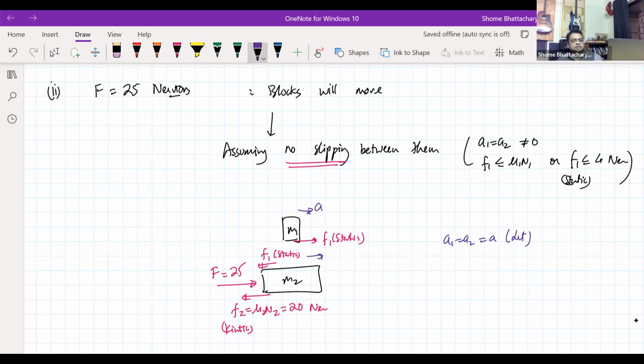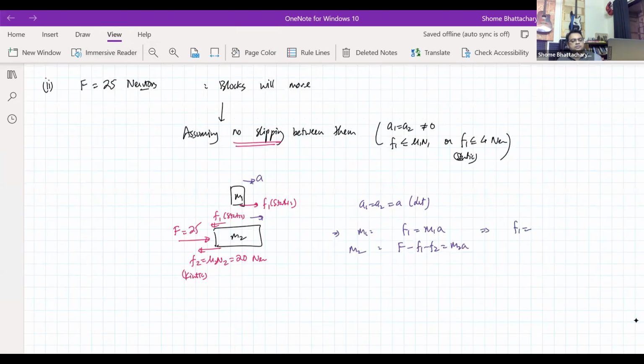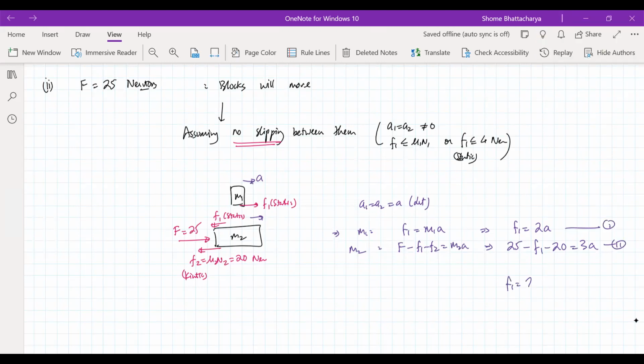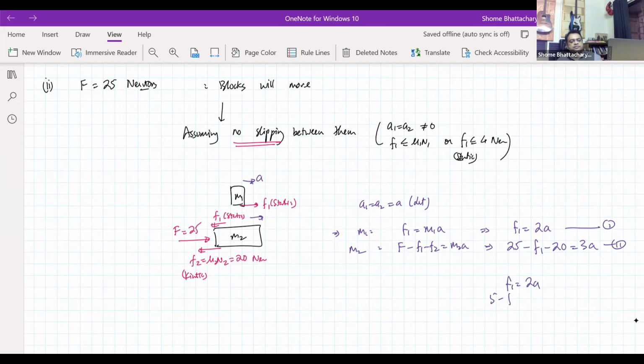Okay, so now let's solve this. For the block M1, we have F1 is equal to M1A, and for the block M2, we have capital F minus F1 minus F2 is equal to M2A. So these equations will numerically become F1 is equal to 2A and 25 minus F1 minus 20 is equal to 3A. Are these equations correct? Yes, sir. So F1 is 2A and 5 minus F1 is 3A. Now solving these, 5 is equal to 2 plus 3, that's 5A. So the common acceleration is 1 meter per second square.